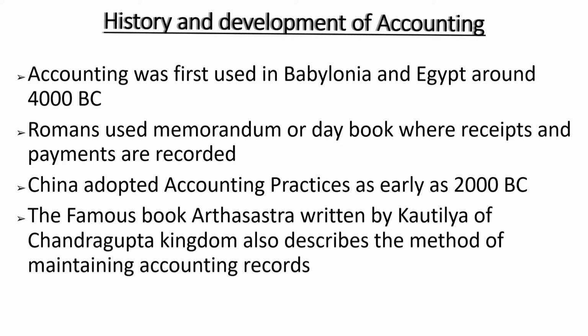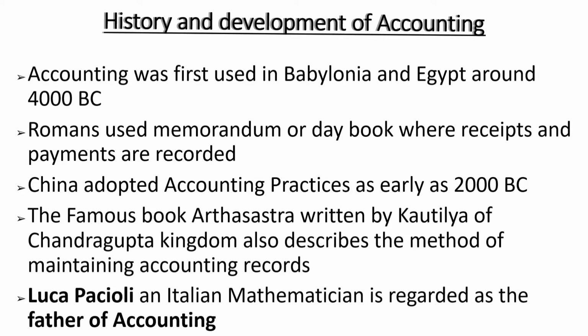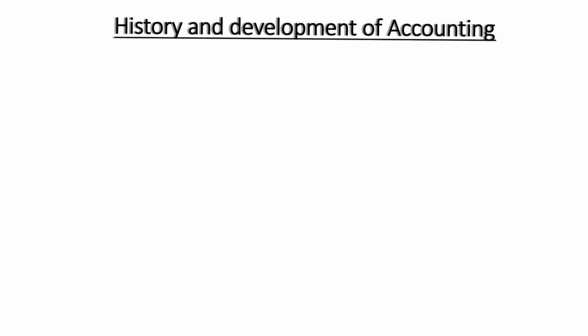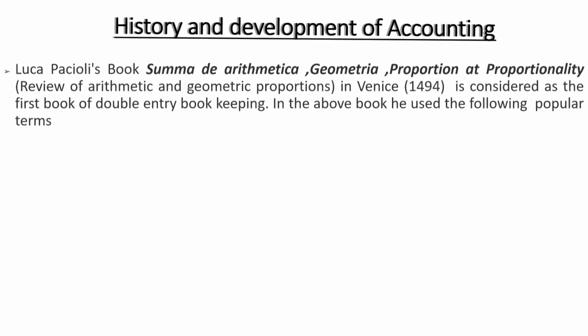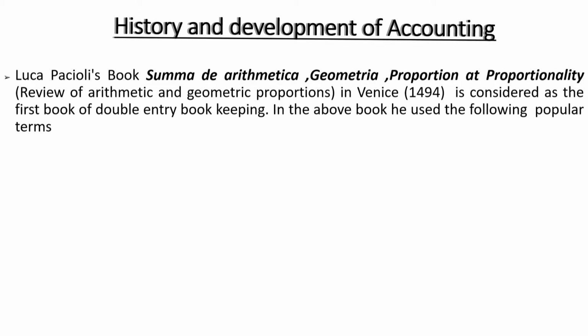However, modern accounting originated in the 14th and 15th century. Luca Pacioli, an Italian mathematician, is regarded as the father of accounting. He wrote a book known as Summa de Arithmetica, Geometria, Proportioni et Proportionalita, Review of Arithmetic and Geometric Proportions, in 1494, which is considered the first book of double entry bookkeeping. In this book, he used the popular terms debit and credit.